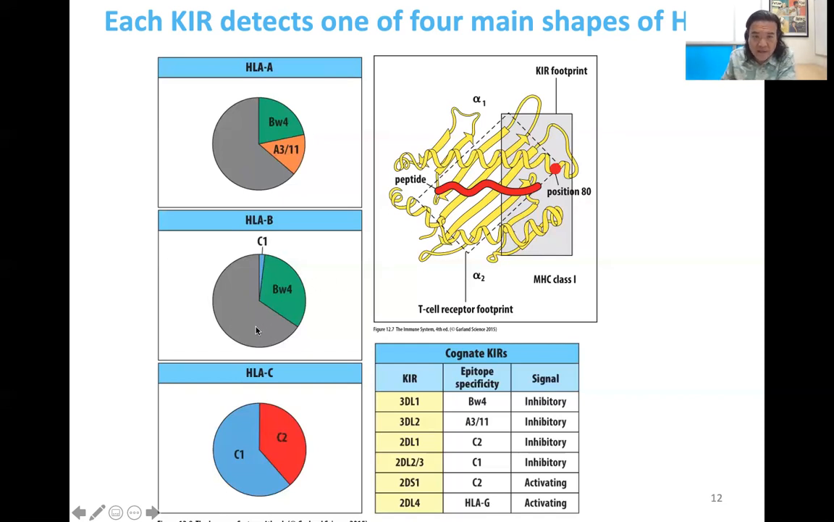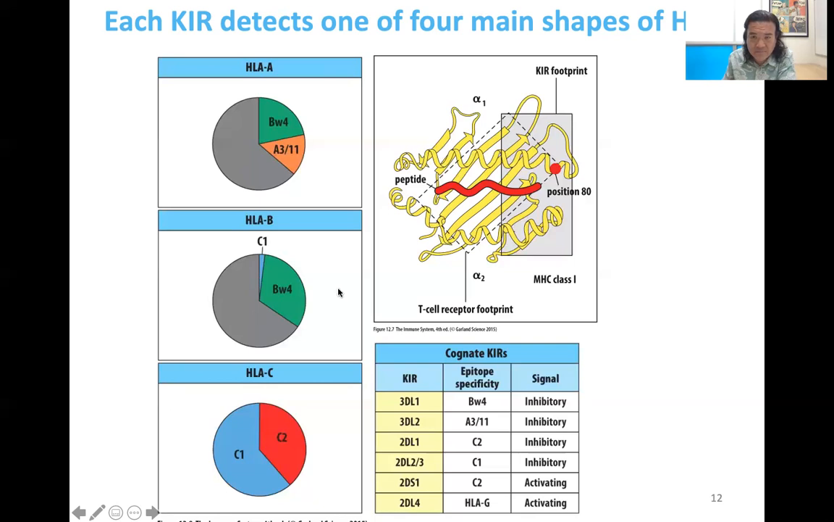Look at HLA-B, same thing. The majority of people have this gray variation, right? Then the second most common one is this BW4, and then this third one, C1, is much smaller, right? And the other 1,000 or so variations aren't even popular enough to be able to show up on this pie chart.